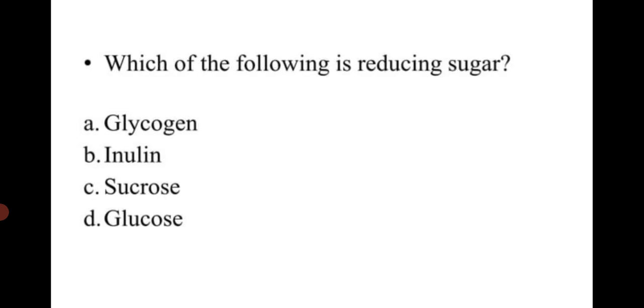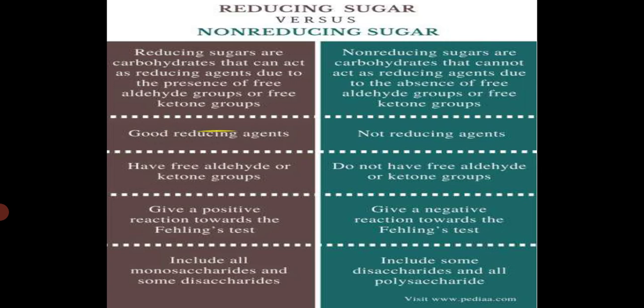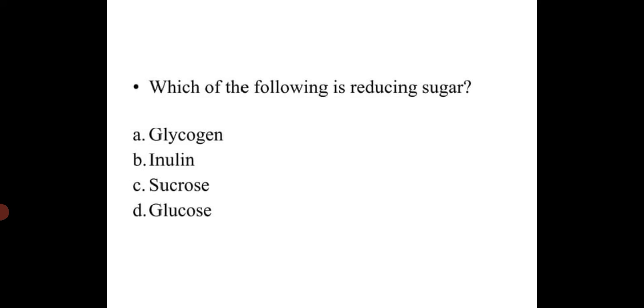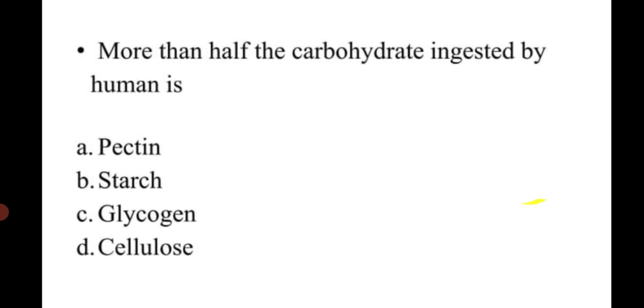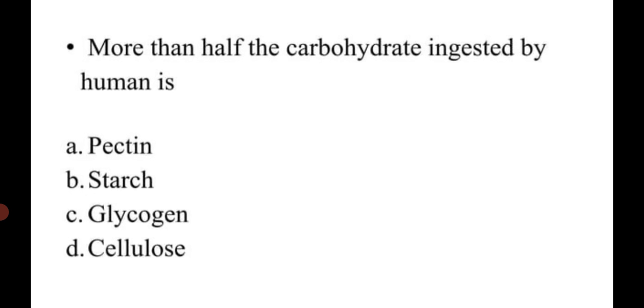Here once again, which of the following is a reducing sugar? The answer is glucose. Sucrose is non-reducing, and glycogen is non-reducing. More than half of the carbohydrate ingested by humans is starch.